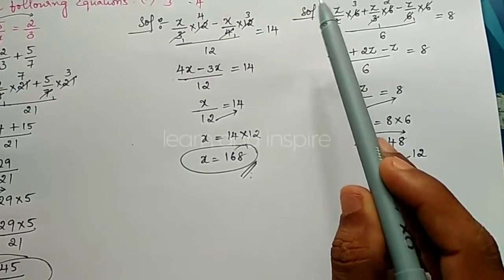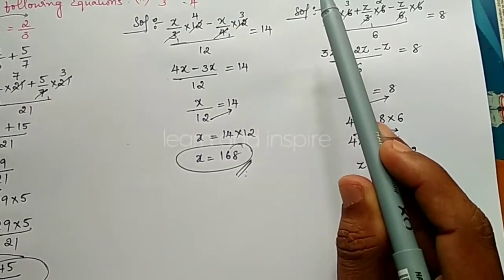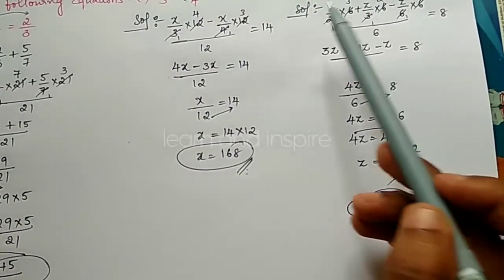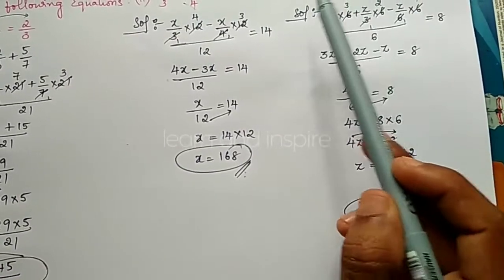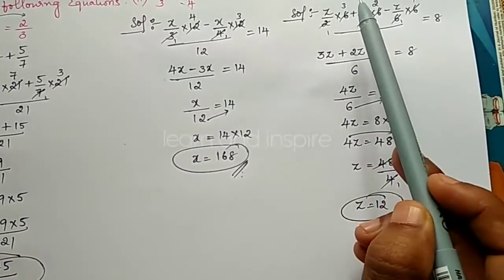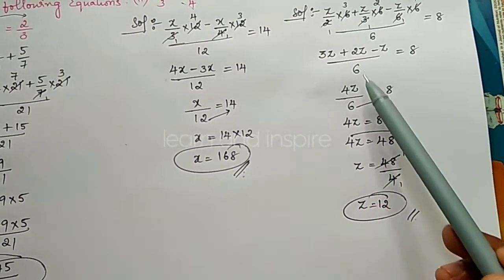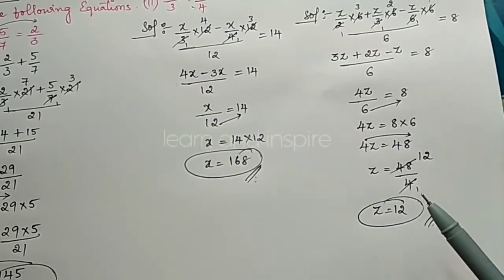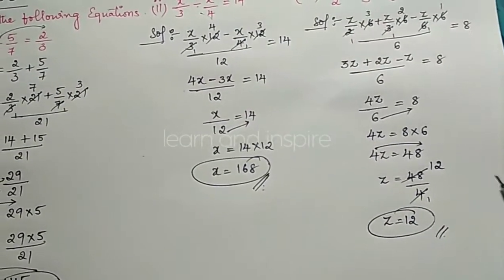So this is question number 3, finding the value of Z. Here we have 3 terms with the same variable Z, by taking the LCM of the 3 denominators and solving the problem. Okay, so let's go on to the next question.